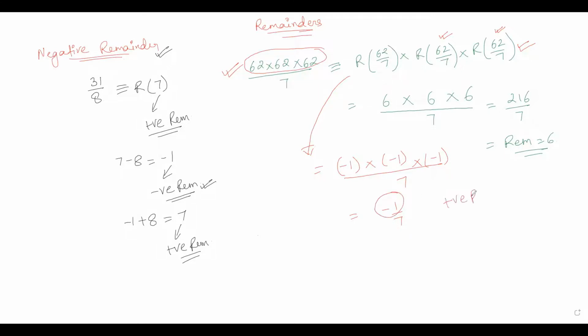So the positive remainder would be simply minus 1 plus the divisor, which is 7. So that would be 6. So we can see simply by using the negative remainder concept, we can find the remainder easily.